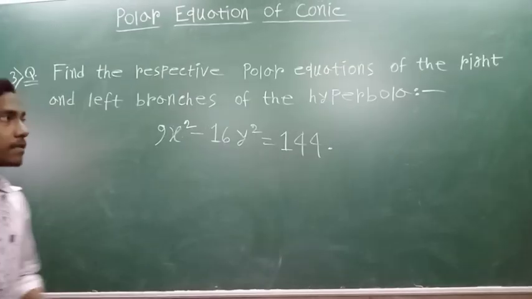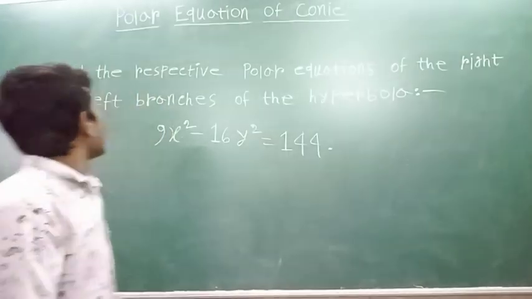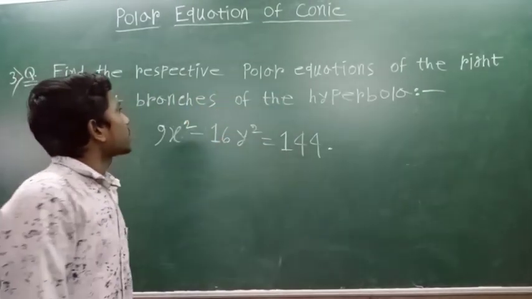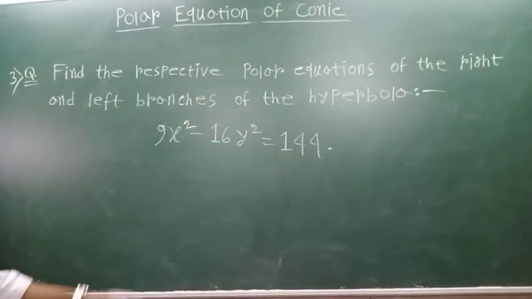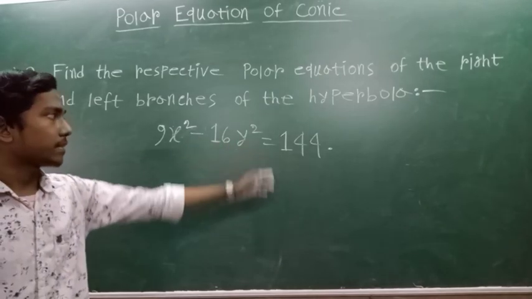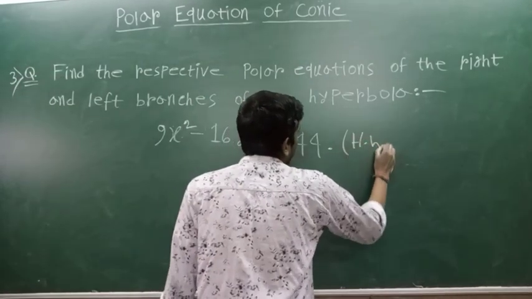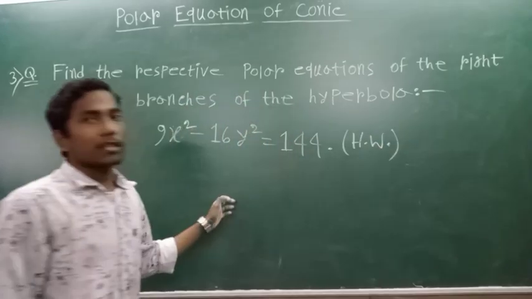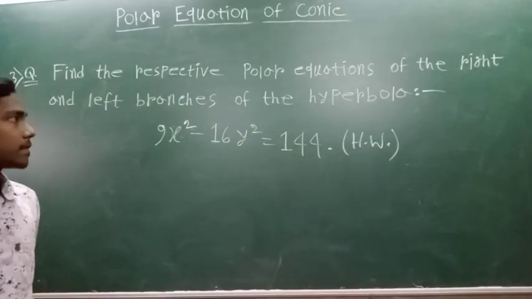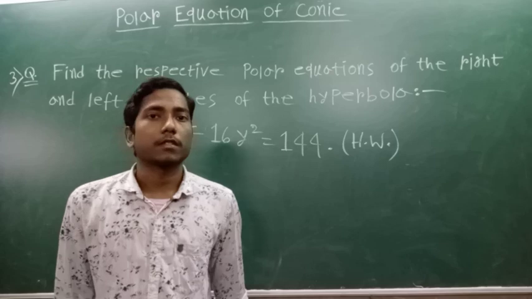Okay. Now students, this is a homework question for you. Find the respective polar equations of the right and left branches of the hyperbola 9x square minus 16y square is equal to 144. Okay, this is a homework. You'll find its solution in my PDF notes, and also I will discuss this in my next videos.